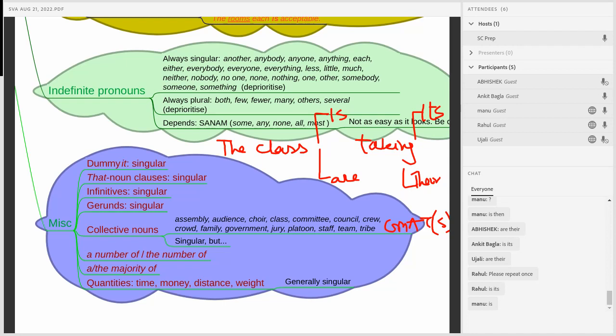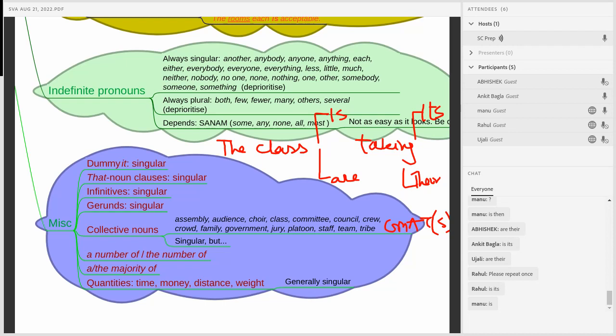So a little bit of both actually. Since class is a collective, I'm going with that, and it sounds natural as well if I speak out loud. Okay, so Rahul's given us an opinion. I see that Manu and Ankit have also unmuted.